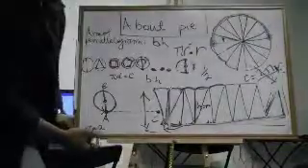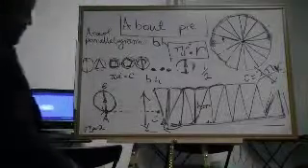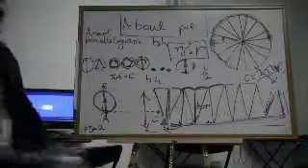So pi times radius times radius gives you pi times radius squared. So that's how you get from the formula for the circumference of the circle to the area of the circle. Okay, cut.